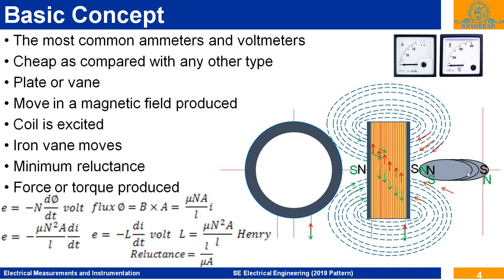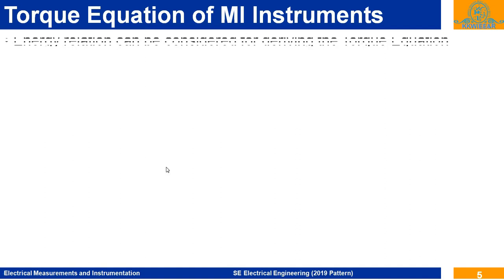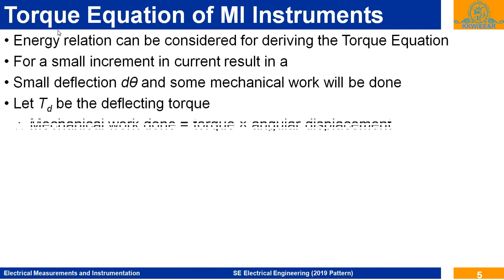So when this iron piece moves toward the stationary coil, the reluctance will change. So it will try to follow the minimum reluctance path. As the reluctance changes, the inductance of this stationary coil will change. Okay, now we will see the torque equation.